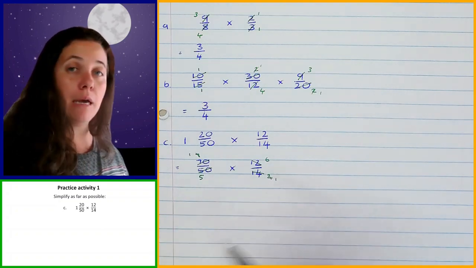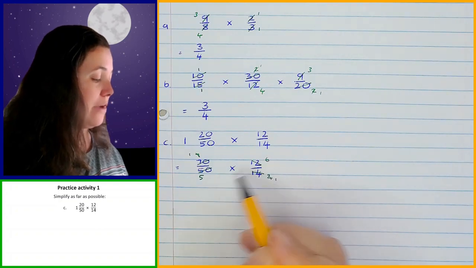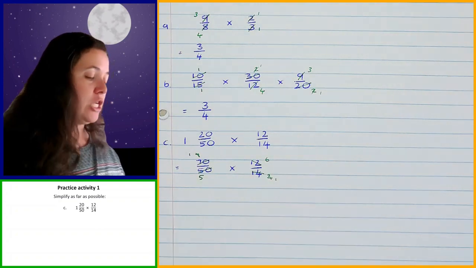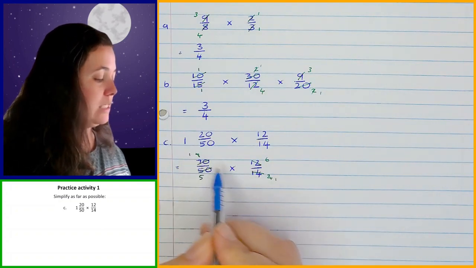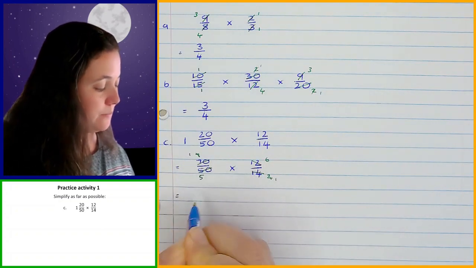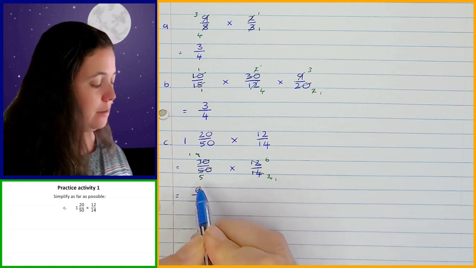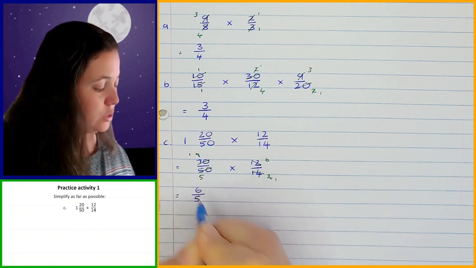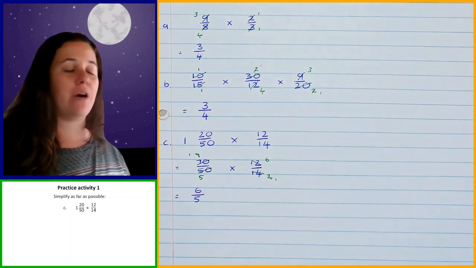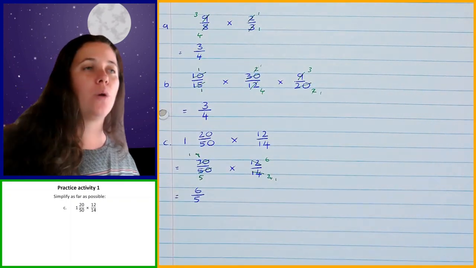But then the other numbers that aren't ones are the 6 and the 5. 6 and 5 don't have any common factors, so I'm not going to do anything else there. I could just multiply my numerators, giving me 1 times 6 is 6, over my denominators, 5 times 1 is 5. So you should have got, for this question, 6 over 5. Okay, then question D.